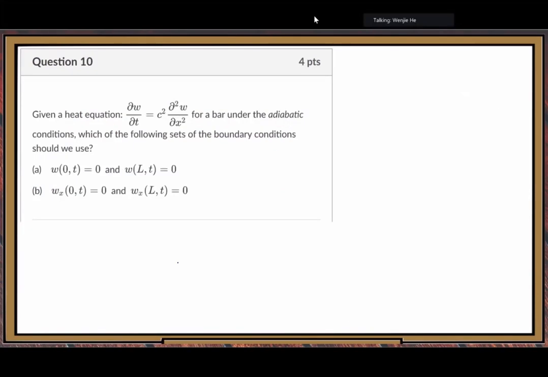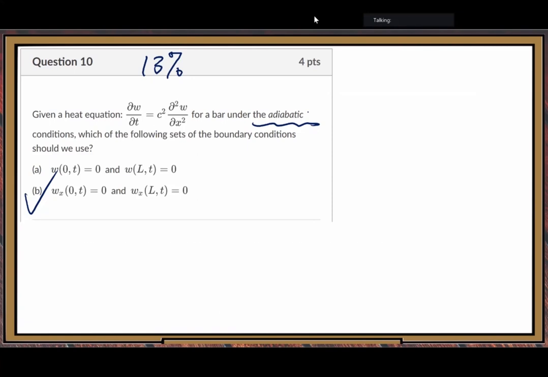13%. 13%. Yeah. But I want to explain a little bit. The answer is B. I still want to explain a little bit because in class, when I explained this concept, this one, adiabatic condition, I didn't explain it clearly. So now I want to use this chance to explain this concept another time.